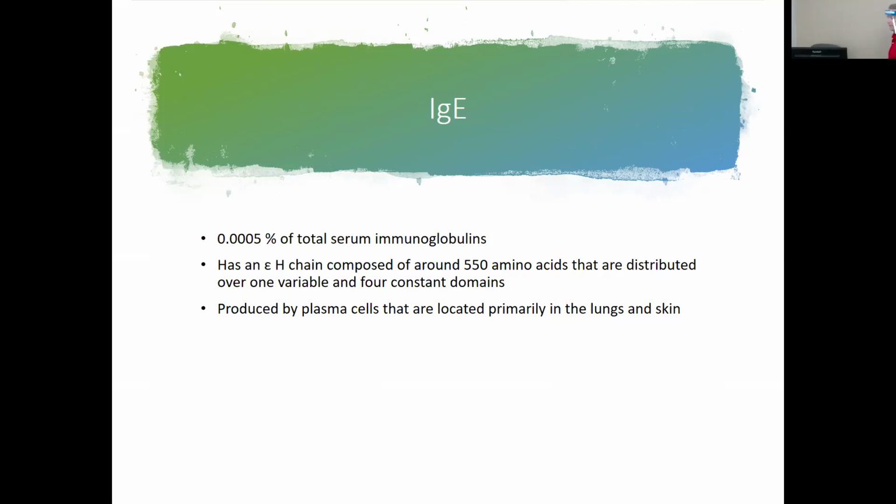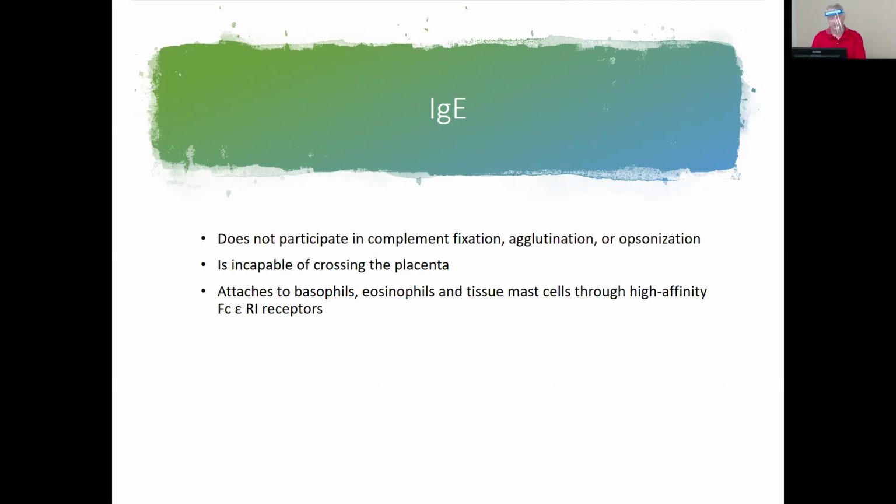So this is not secreted, this is produced. So you've got to have a plasma cell focused in the lungs and the skin for location. It doesn't participate in complement fixation or agglutination or opsonization. It's incapable of crossing the placenta, but what IgE does is attach to basophils, eosinophils, and tissue mast cells.